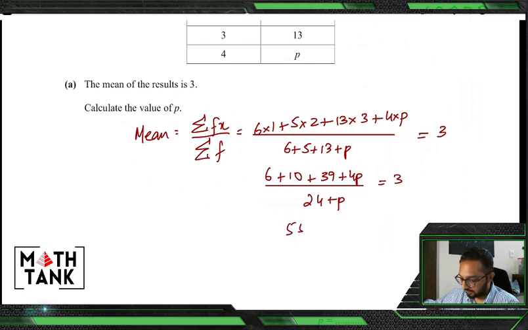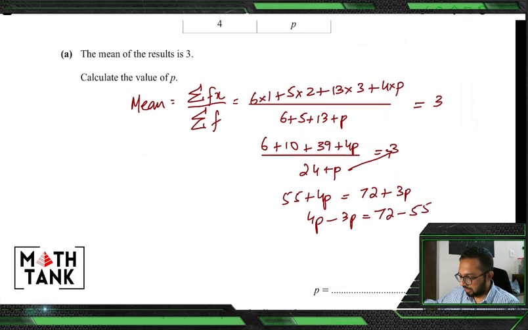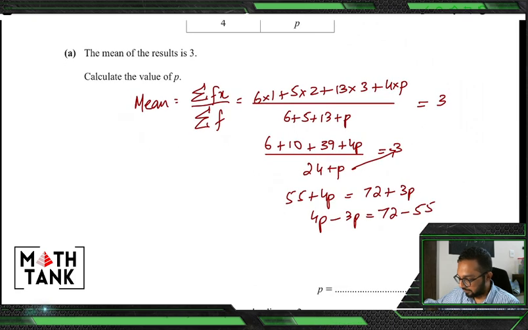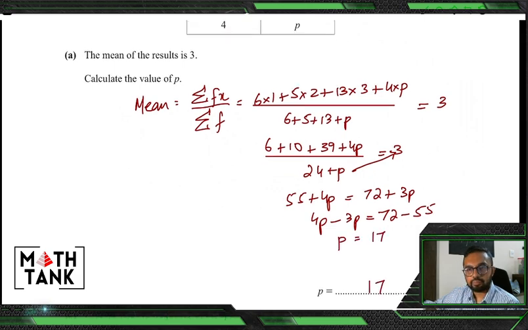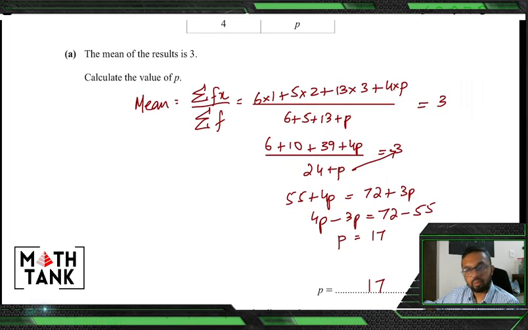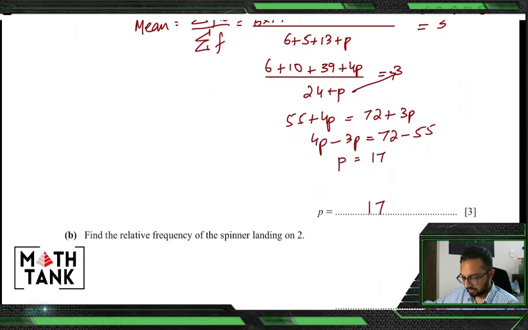45 and 55 plus 4p. 3 times cross multiplied, so 3 times 24 is 72 plus 3p. So 4p minus 3p. Okay, so that's 12 and 5, 17. p equals to 17. So please look at this question, to calculate mean from a frequency table.